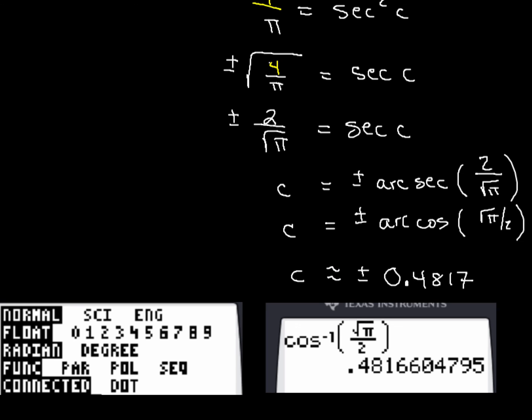So that's a quick example of how to find a value of c guaranteed by the mean value theorem for integrals.